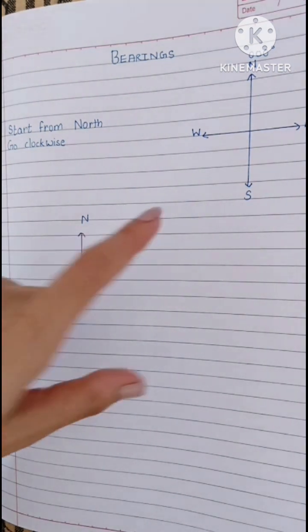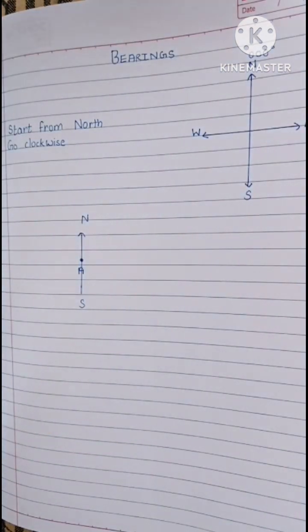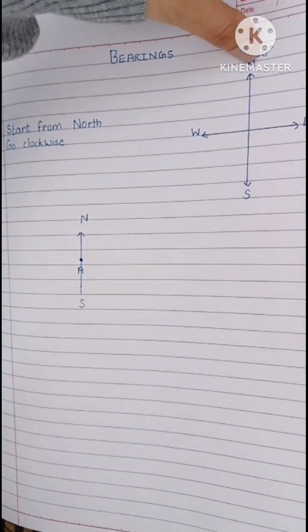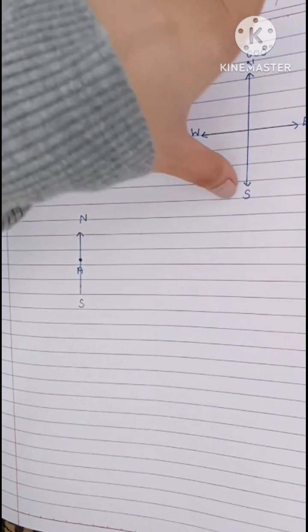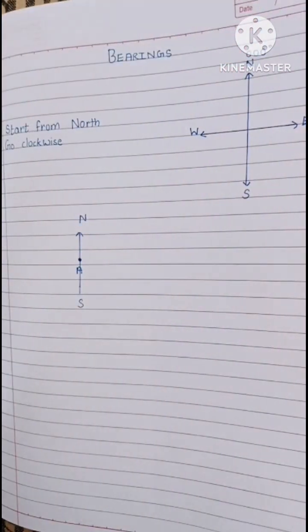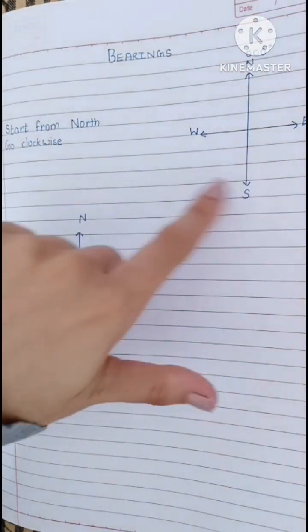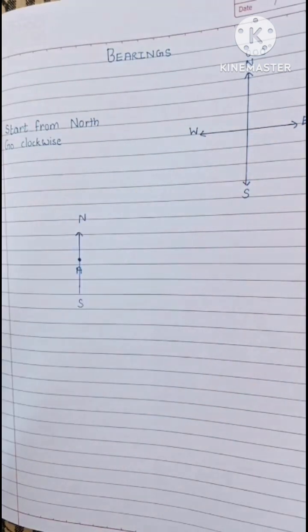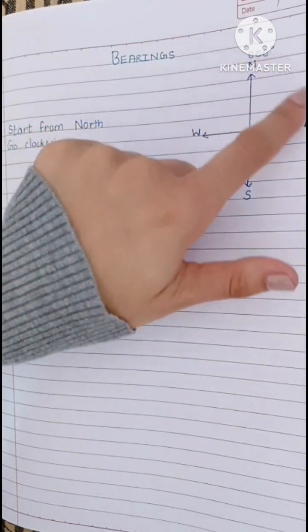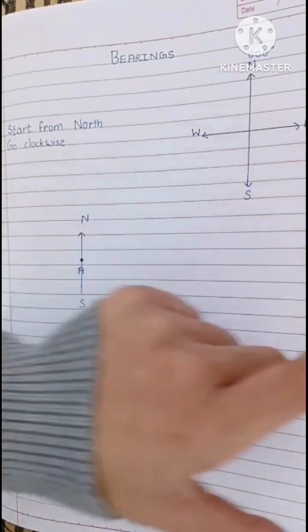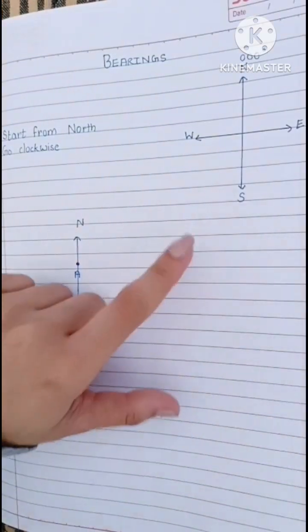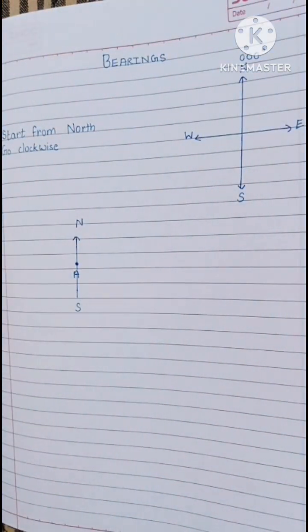Now, if you get confused about where east and west are, you can always use this: Never Eat Soggy Vegetables. That will help you to find out east and west, as you are going clockwise from north.